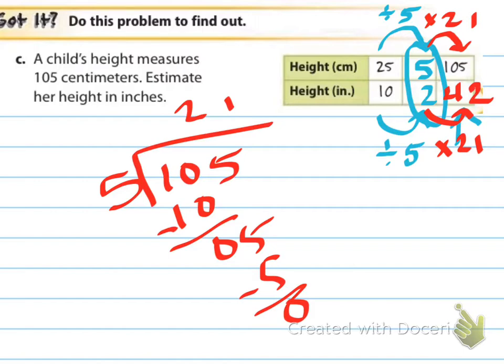So a 105 centimeter child, or height, okay. A child that is 105 centimeters tall is actually 42 inches tall.